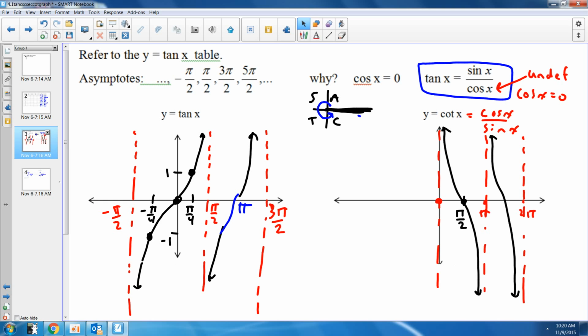Same thing here. Cotangent from 0 to pi over 2 is actually positive. Second quadrant, pi over 2 to pi, negative. Third quadrant, positive. Fourth quadrant, negative. This is a little bit easier to see because it's lining up pretty nicely. All you have to do on these, get your asymptotes down and then think about where it's positive or negative from the angles.